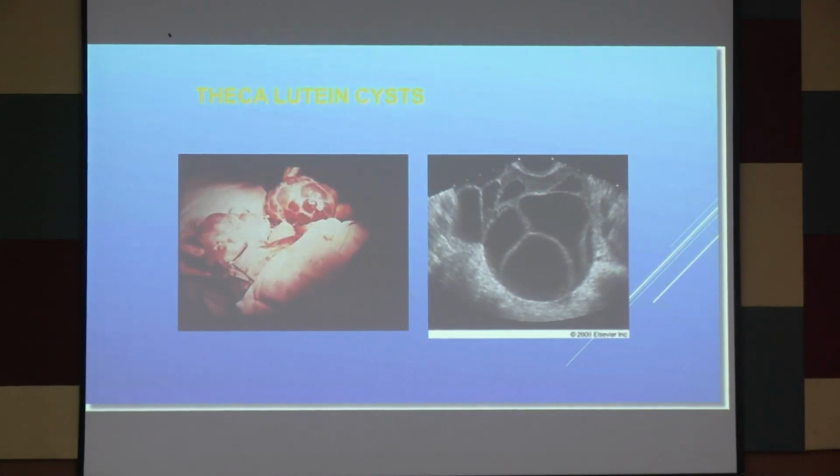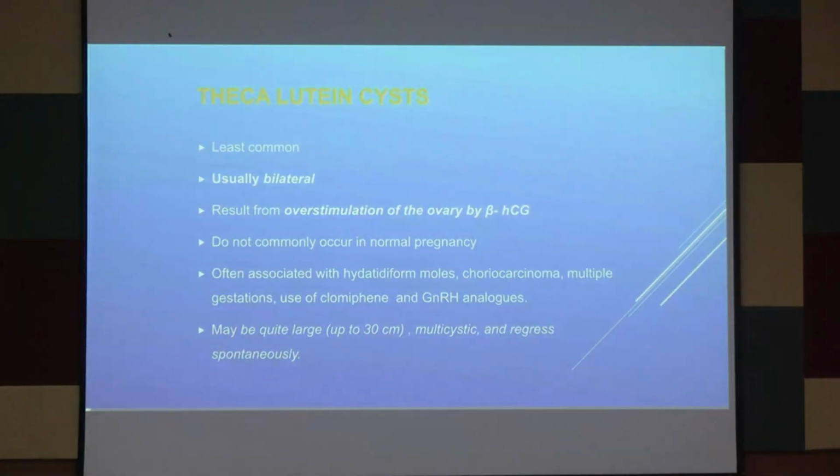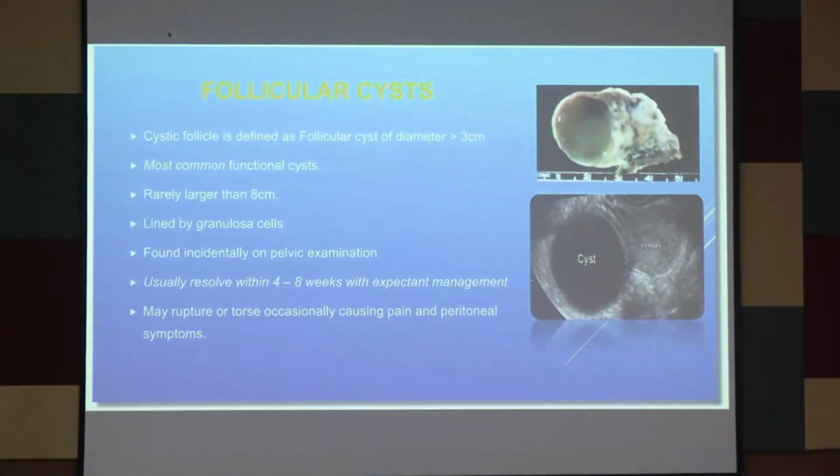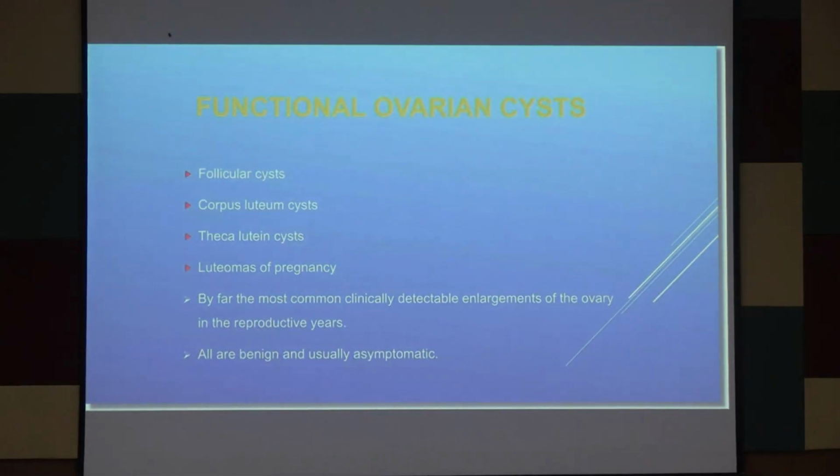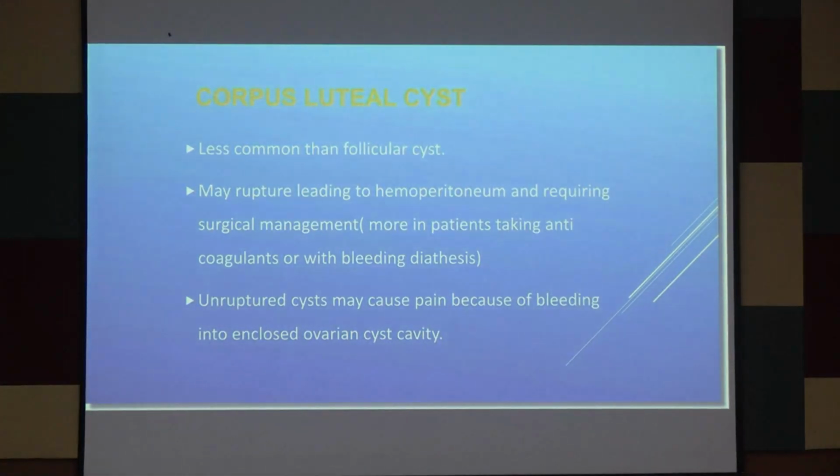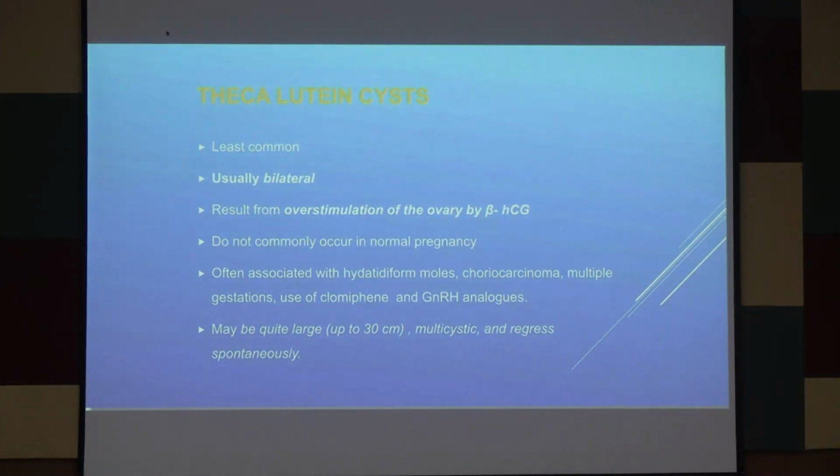The important part of this is you have to remember these things. This classification is important. Functional ovarian cyst is a short note. You need to write about 3 things: follicular cysts, corpus luteal cyst, and theca lutein cyst.